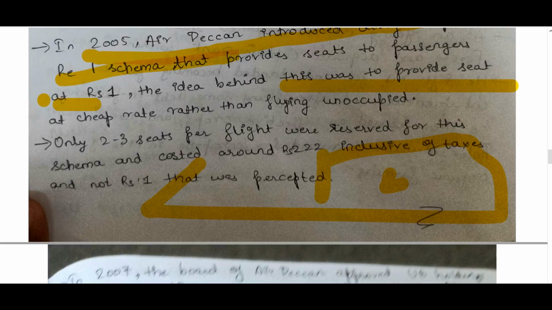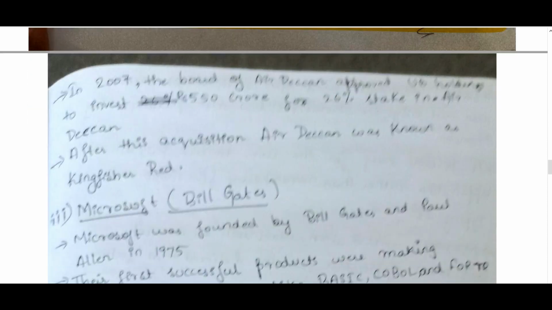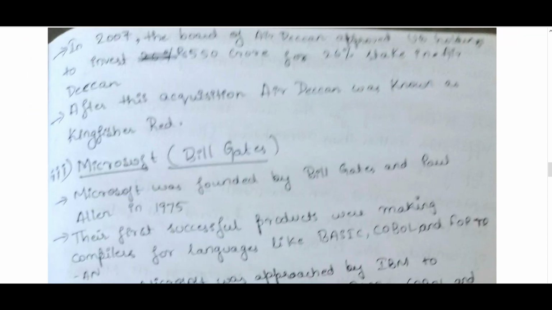Only 2 to 3 seats per flight were reserved for this scheme. The price was 1 rupee, and if we include all taxes, it becomes around 222 rupees. It is very important. You have to write everything, because I have already reduced many points and made these simple points. If you remove these points also, there will be difficulty in getting marks.